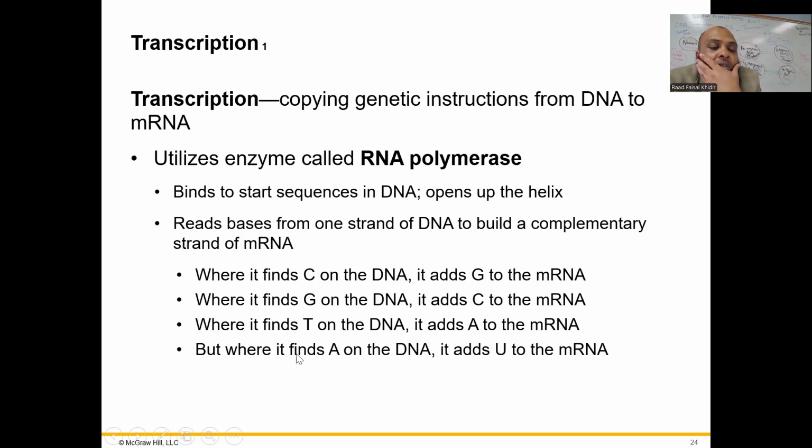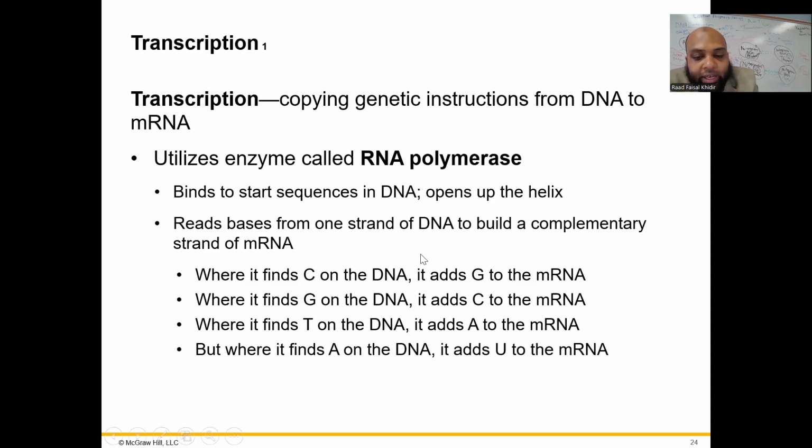Now we're going to talk about transcription. Transcription is copying the genetic instructions from DNA to mRNA. It utilizes an enzyme called RNA polymerase, which binds to start sequences in the DNA and opens up the helix. It reads the bases from one strand of DNA to build a complementary strand of mRNA.